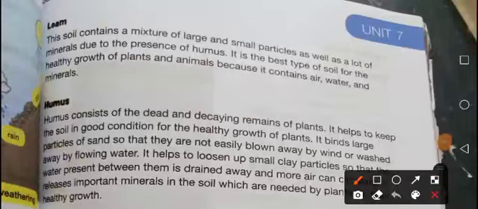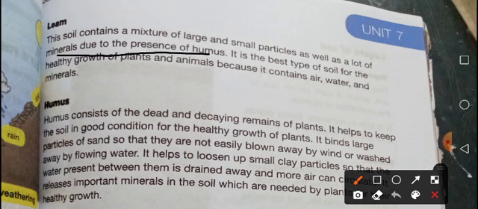Now please turn your pages and come to the next page. The next heading written there is loam. This soil contains a mixture of large and small particles as well as a lot of minerals. See, in clay the particles were very small and in sand the particles were huge. But in loam the particles are neither very large nor very small. And it has a lot of humus. In the later part of this video, we are going to discuss humus. Please underline that it has humus in it.